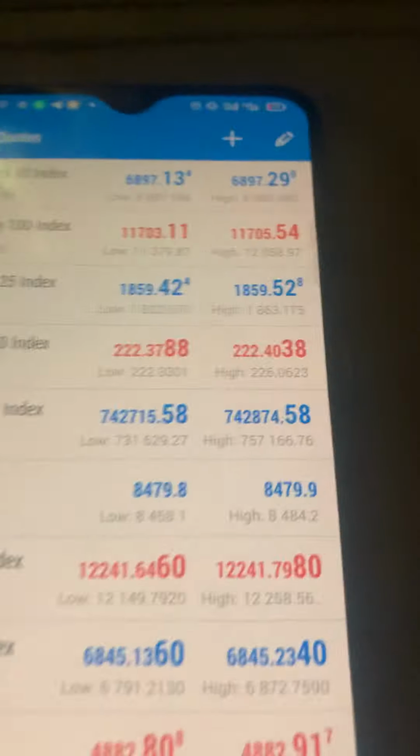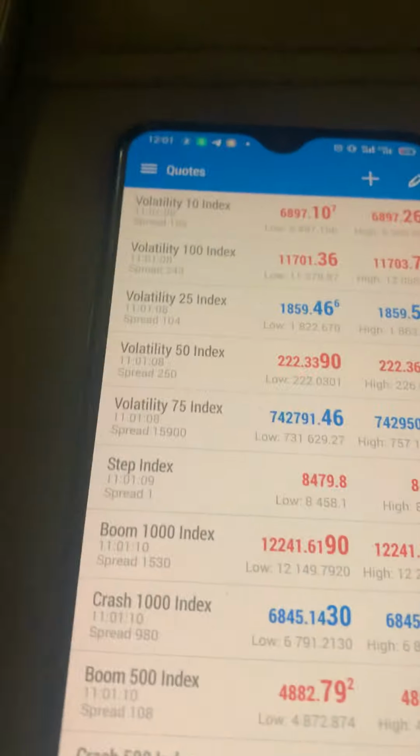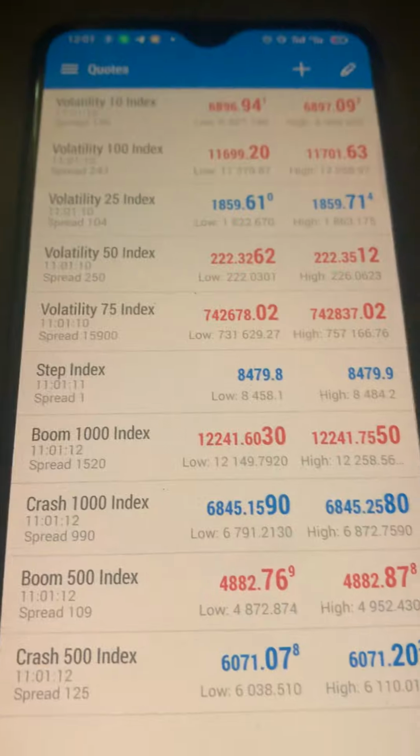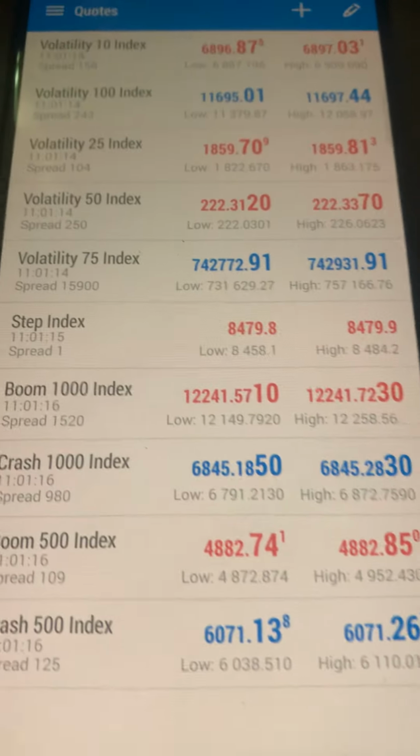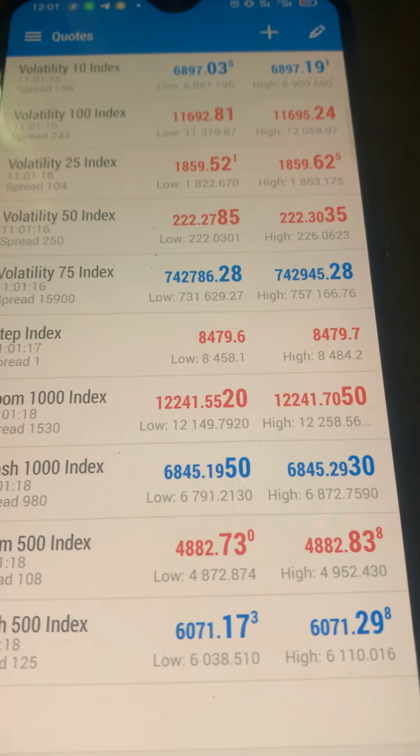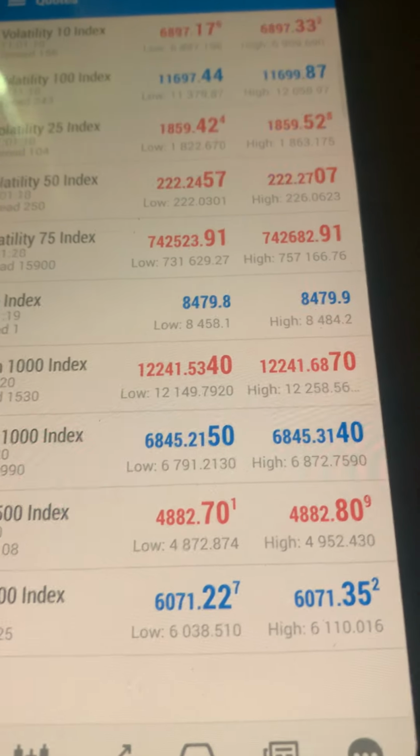So right here you can see on my screen, this is synthetic indices. We're going to be doing an analysis right now on the Volatility 10 Index. I'm going to show it. We'll do this together so you'll be able to do this on your own and trade profitably.